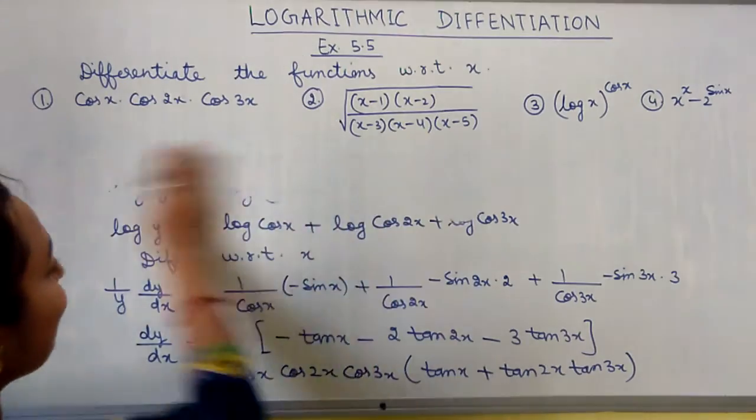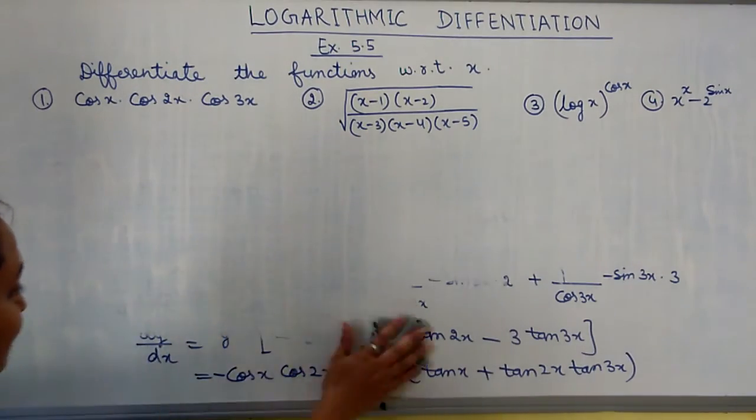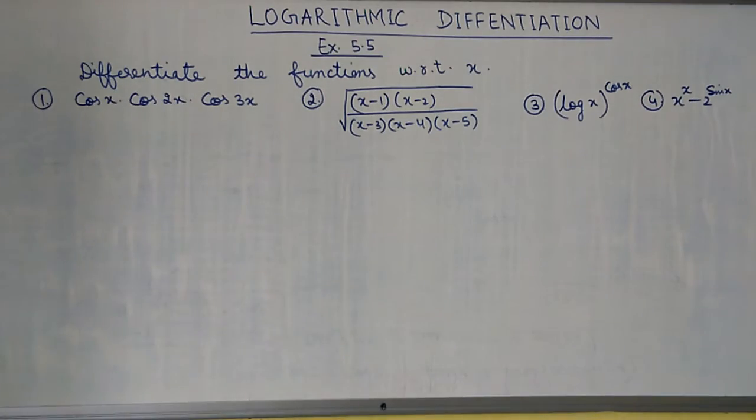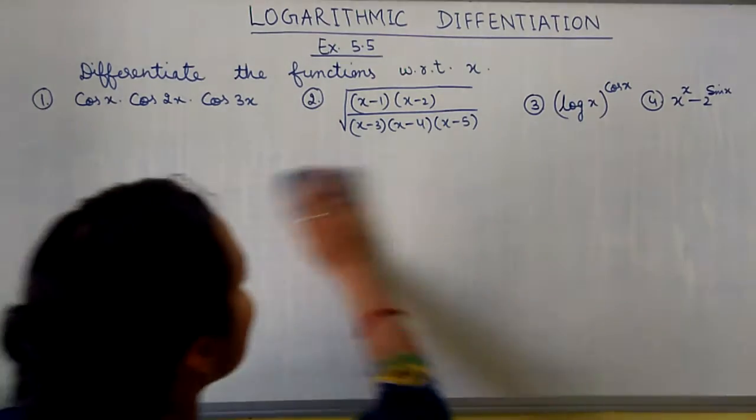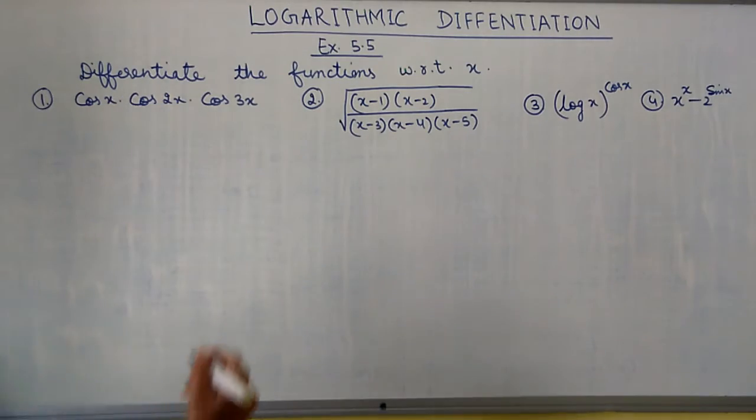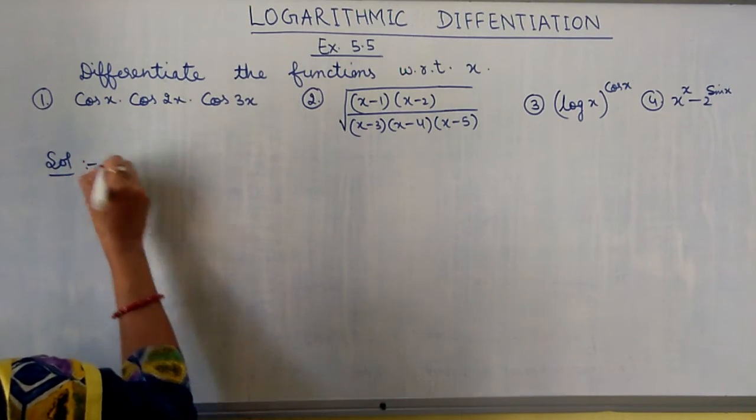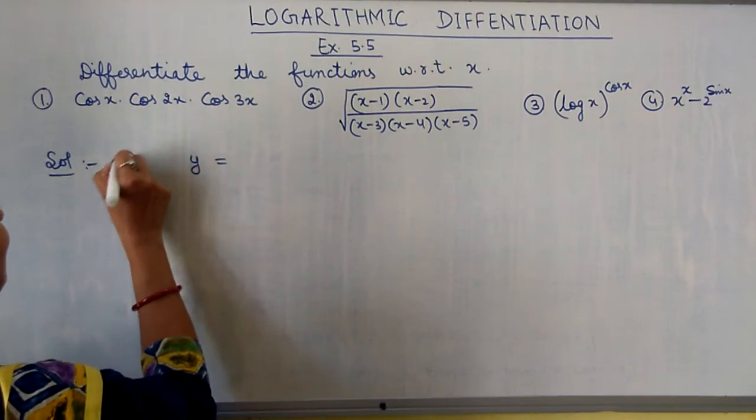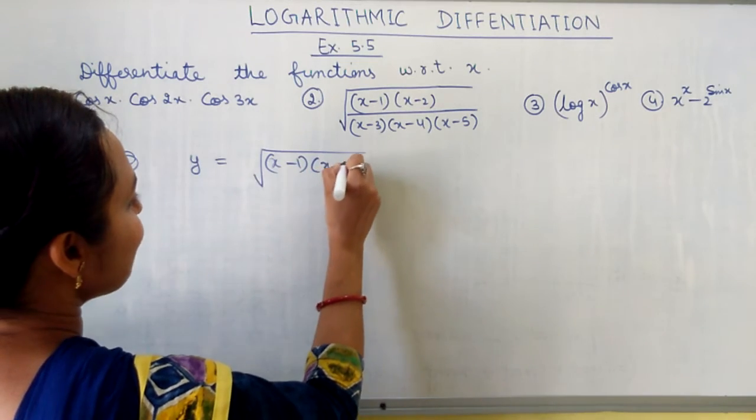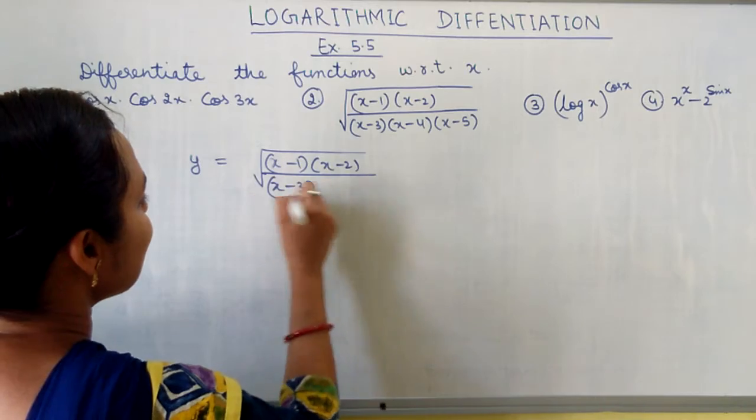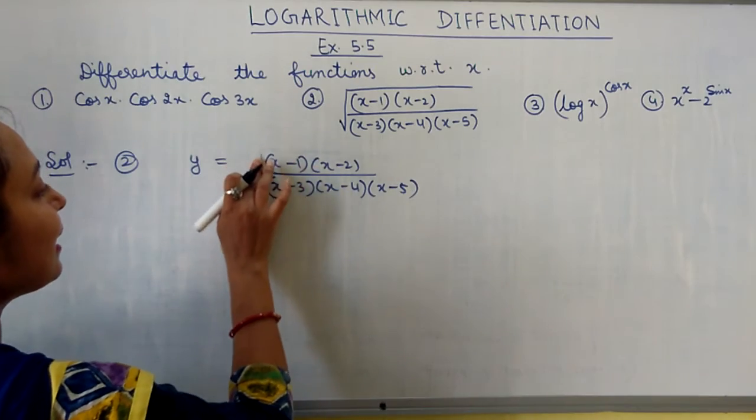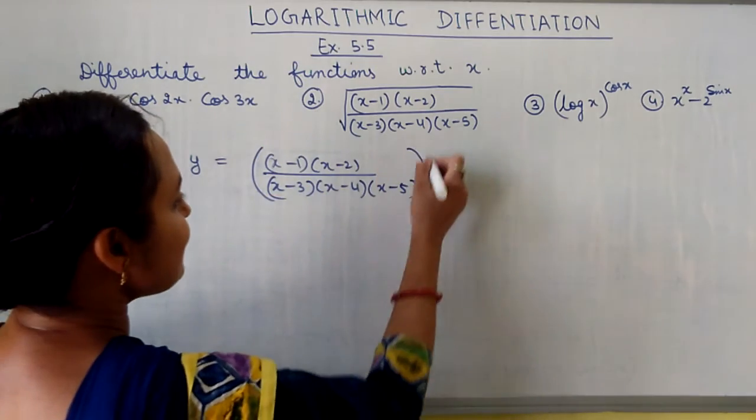How can we solve the second question? That is also very simple. Let's start with the second question. The second question is very simple, again the same, by putting log. The solution of the second question I will do by using logarithmic differentiation. This is the second part: x minus 1, x minus 2, in the denominator x minus 3, x minus 4 and x minus 5. Under root means the power is 1 by 2.